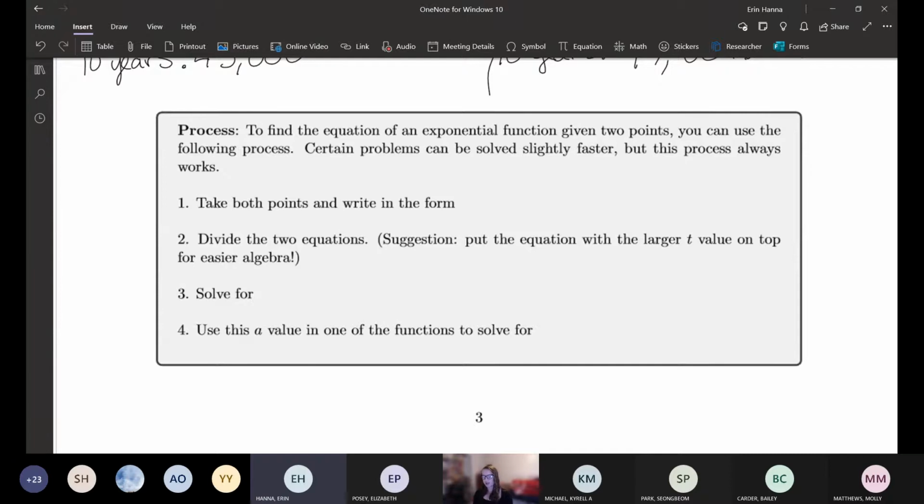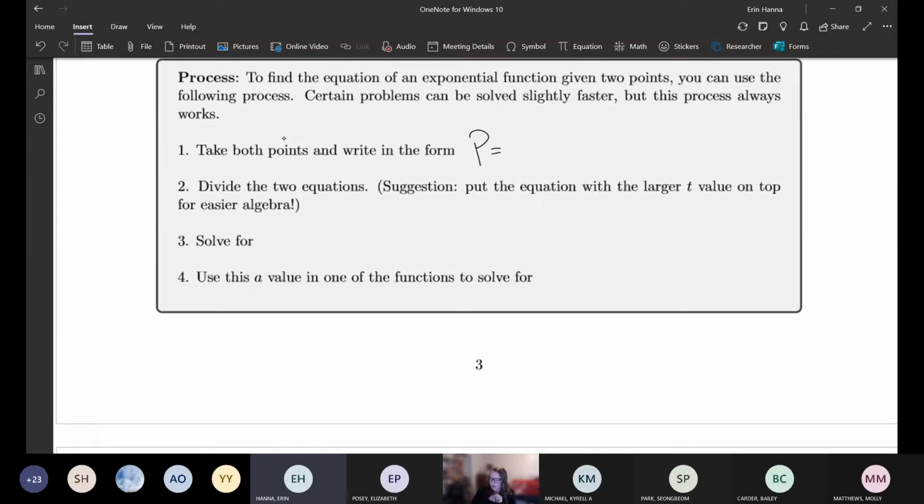The process is you're going to take both points and write them in the form P equals P naught a to the t, our generic exponential function notation. Then you're going to divide the two equations, and you'll see why that's helpful in a second. My suggestion is to put the equation with the larger t value on top so that your algebra is easier. If you flip-flop them, you can still solve it, but there's a lot of extra algebra, and halfway through you end up in the exact same spot you would have gotten if you had put the larger value on top. I'll point that out when we get there.